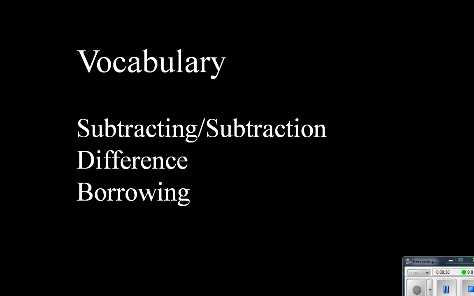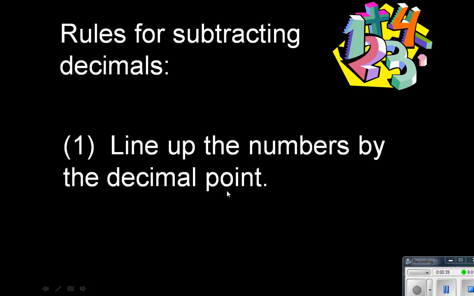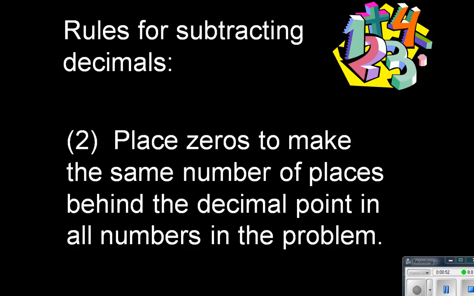Borrowing is going to be where you actually have to borrow from another number to make sure that you can actually subtract correctly. Let's go ahead and look at a few of the rules for subtracting a decimal. The first one, we have to make sure all of the decimal points are lined up vertically. After you've done that, any open place value spots will have to have a 0 placed in to hold that place.